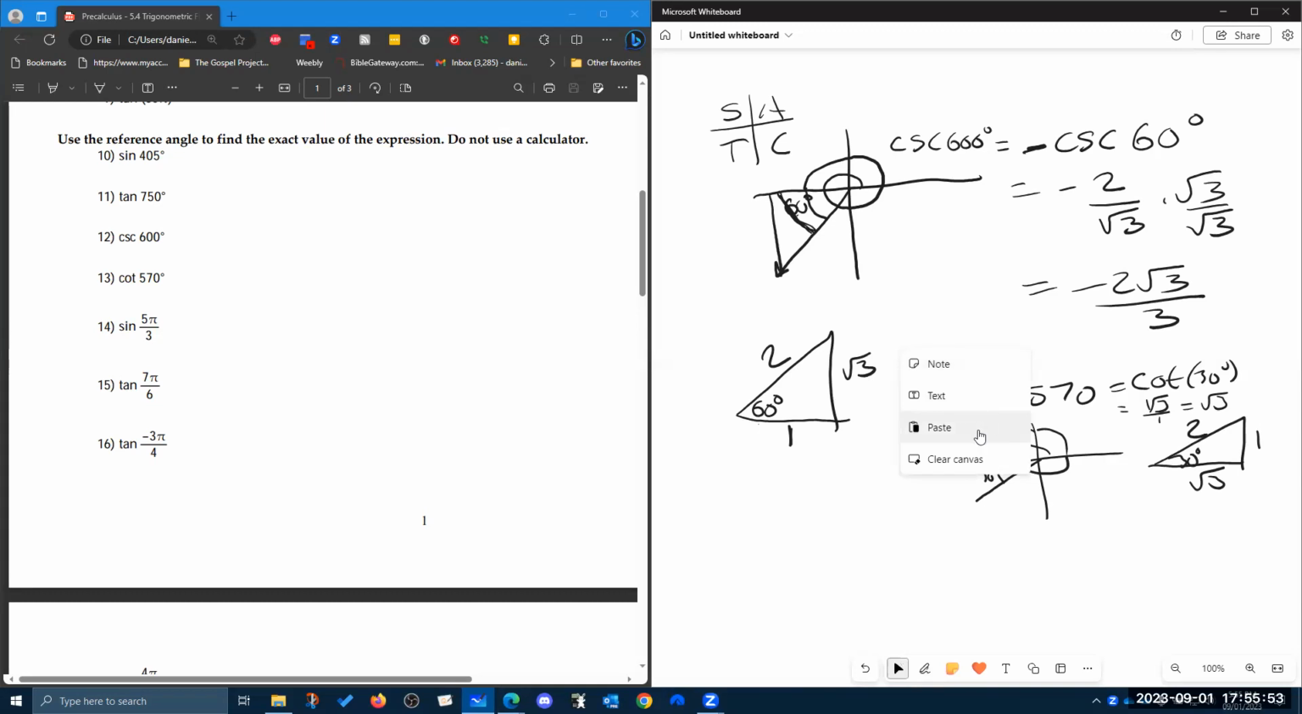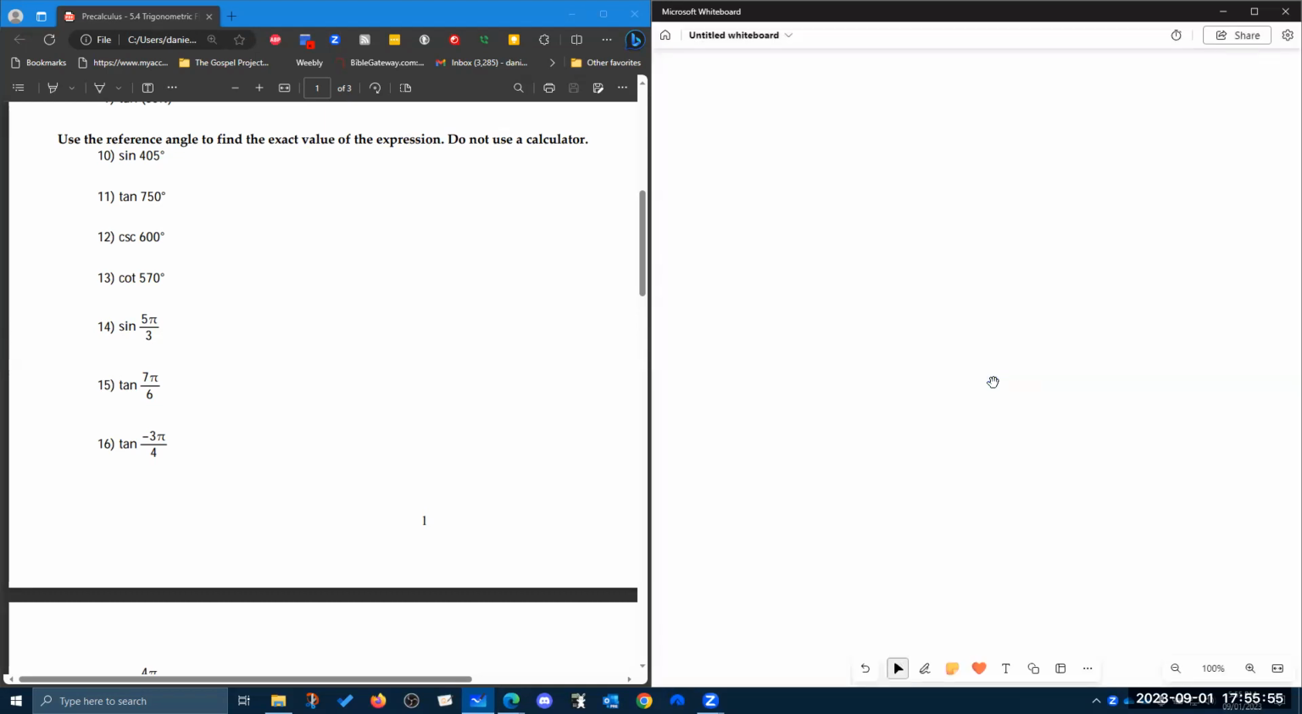Let's clear those and we'll start talking about some angles that are in radians. So sine of 5 pi over 3. We're not quite to 2 pi, because 2 pi, if I look at it over 3, is 6 pi over 3. So I'm pi over 3 away. This way around was 5 pi over 3.